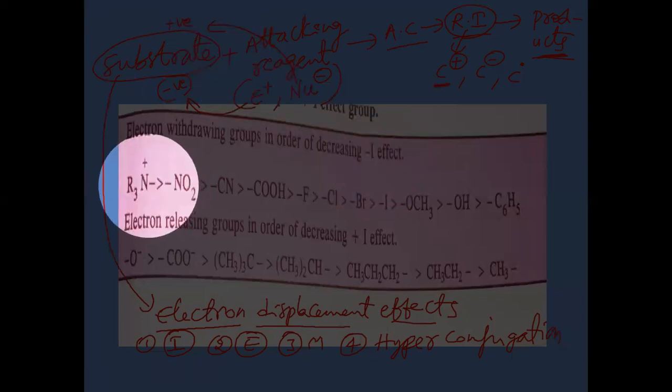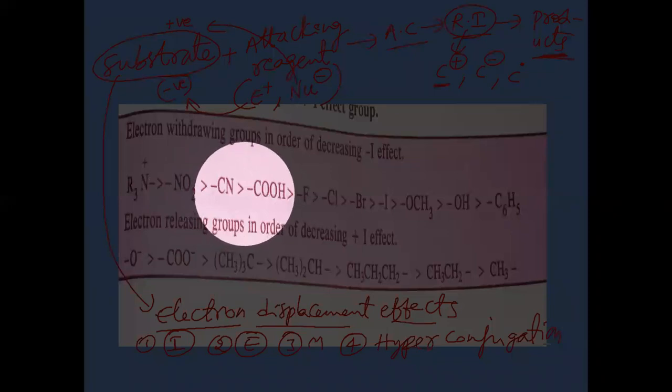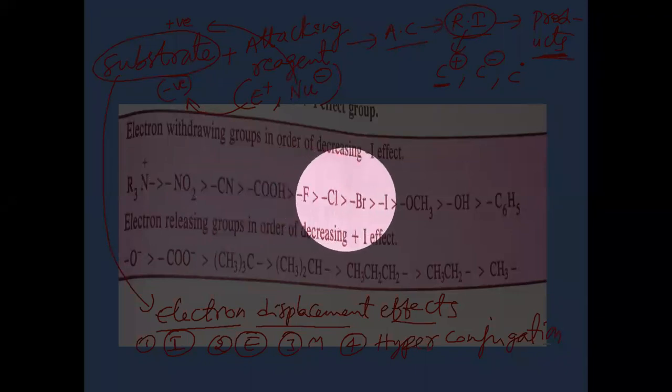Now, minus I groups first. See, R3N plus will have the highest minus I effect. Minus I effect means electron withdrawing effect. Remember, minus I effect is electron withdrawing effect. Next, NO2. NO2 means nitro group. The nitro group has more effect than CN, cyano. Cyano has more minus effect than COOH. COOH more than fluorine, chlorine, bromine, iodine. Among the halogens, fluorine has more minus effect than Cl. Cl more than Br. Br more than iodine.